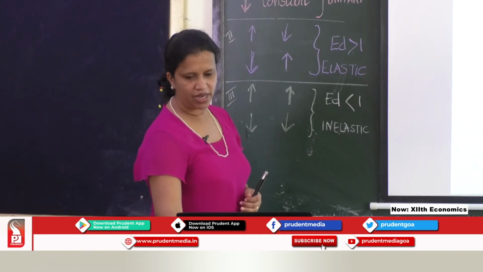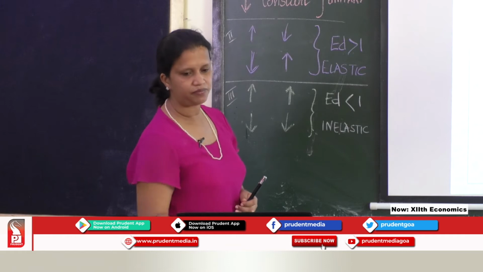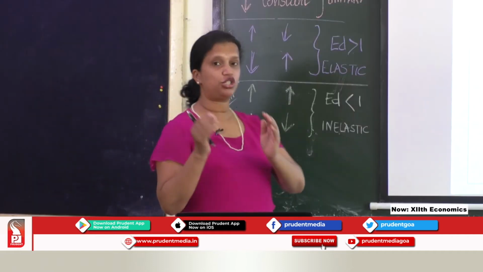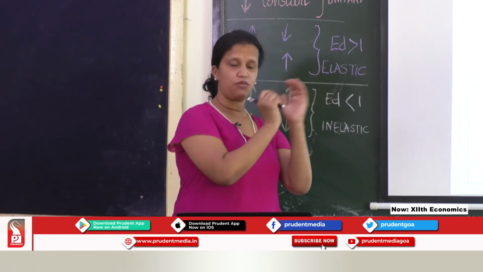Now, let us go ahead and go to the next type of elasticity, and that is relatively elastic demand. Now, this is the fourth type of elasticity. This is a more practical type of elasticity which we can apply to our real lives. Okay. Now, in this case, the change in price is bringing about more than proportionate change in demand. That means your change in demand is larger while your change in price is small.